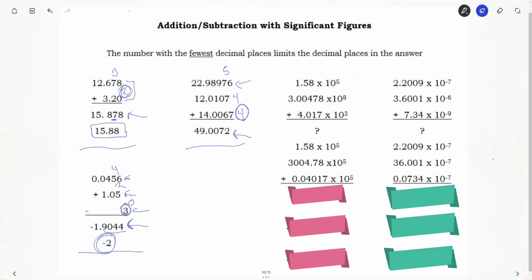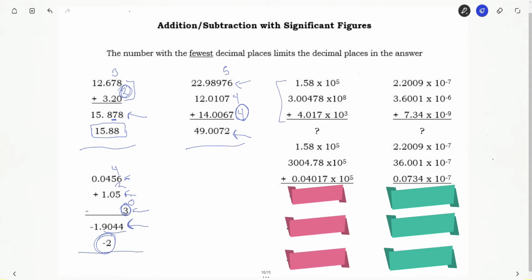Let's go on and take a look at our scientific notation. This is going to be a little bit trickier. You guys know I love scientific notation, so we need to be able to work with it when we're adding and subtracting. Okay, so here are the 3 numbers that I want to use.